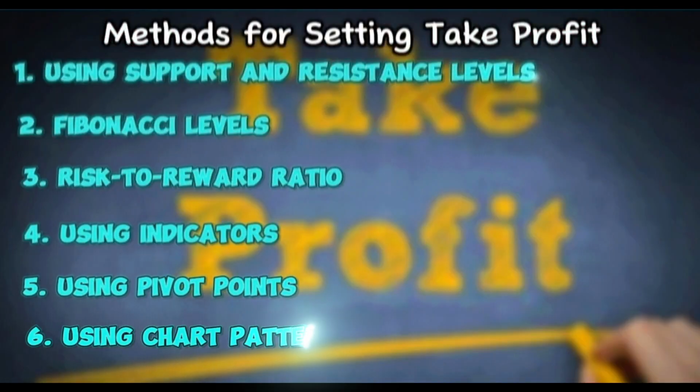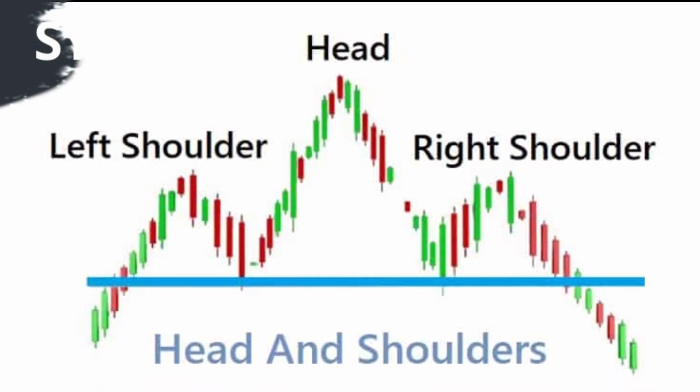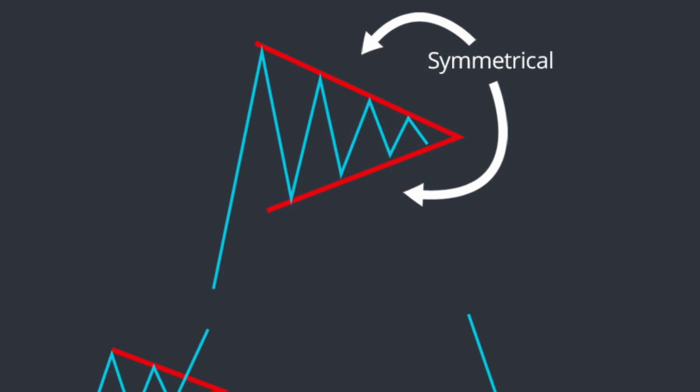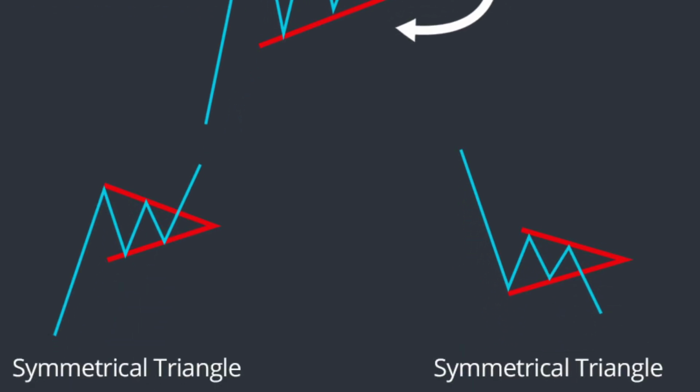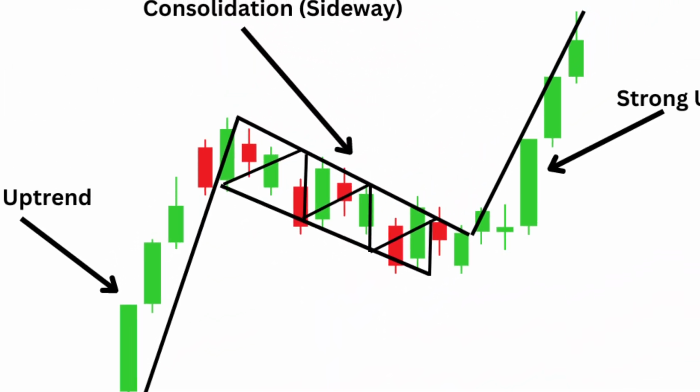6. Using chart patterns. Patterns like head and shoulders, triangles, and flags help predict price movements and set take profit levels. For instance, traders may place their take profit targets near the price projections given by these patterns.